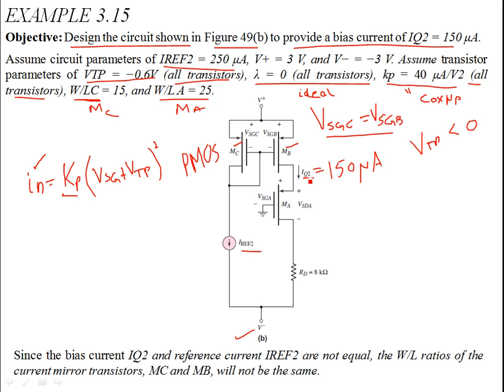That's the reason why, even for a constant current biasing, you have different reference and IQ2 currents. So what it says is, since the bias current IQ2 and the reference current are not equal, the ratios W/L of the current mirror transistors MC and MB will not be the same.